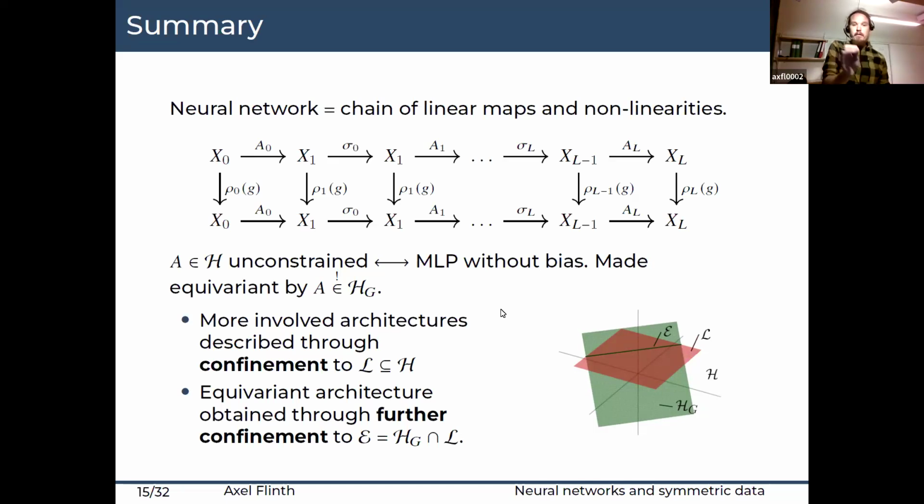So for the equivariant architectures, I'm really only playing in the intersection between my subspace of admissible weights L and the equivariant ones H_G. And I then end up in a subspace that I call E. So E are the weights that I use in my equivariant version of the architecture.